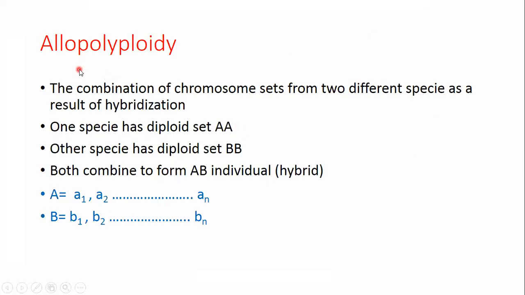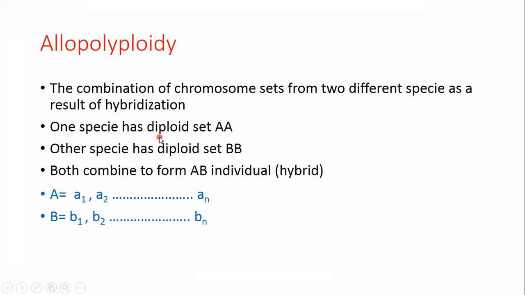अनदर टाइप ऑफ पॉलीप्लॉयडी इज एलो पॉलीप्लॉयडी, द कॉम्बिनेशन ऑफ क्रोमोसोम सेट्स फ्रॉम टू डिफरेंट स्पीशीज एज अ रिजल्ट ऑफ हाइब्रिडाइजेशन. सो इसमें दो डिफरेंट सेट्स हैं और उनकी एडिशन होती है तो दैट इज एलो पॉलीप्लॉयडी. वन स्पीशी हैज डिप्लॉयड सेट डबल ए, अदर स्पीशी हैज डिप्लॉयड सेट डबल बी. सो अब यहाँ पे एलो पॉलीप्लॉयडी में बेसिकली क्या होता है कि हमारे पास दो डिफरेंट स्पीशीज हैं एंड ये दोनों डिफरेंट स्पीशीज ऑब्वियसली कैरी डिफरेंट जेनेटिक मटेरियल.